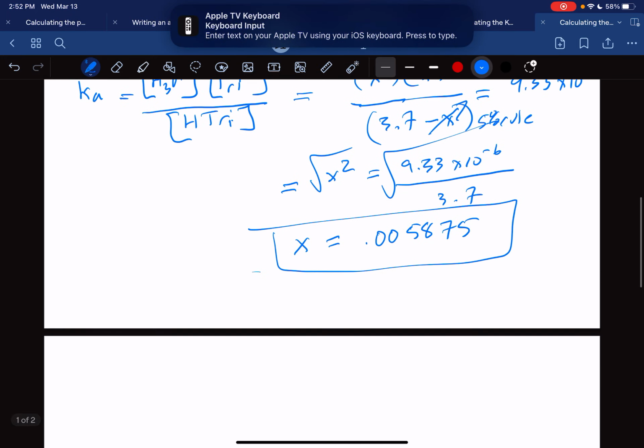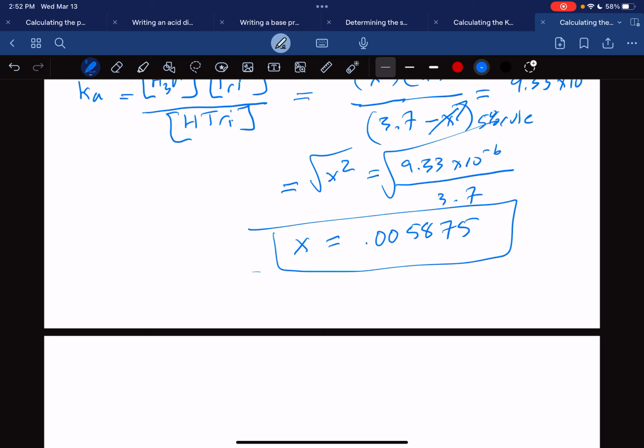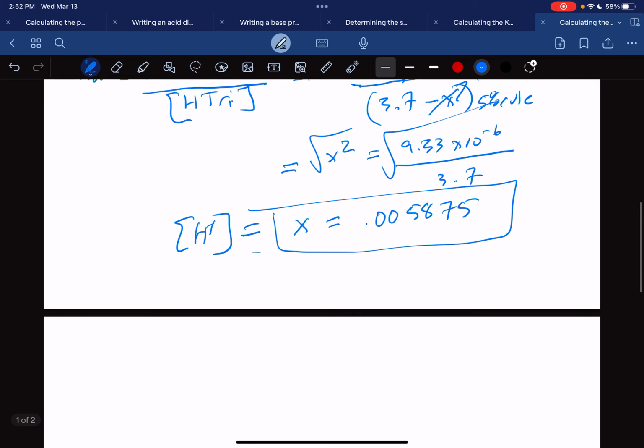So somewhere in our equation right here, we need to associate this with H plus or H3O plus. It doesn't matter which one, they are the same value. And then if we take the negative log of that, negative log of our H plus, which is 0.005875, we're going to end up with 2.2310.